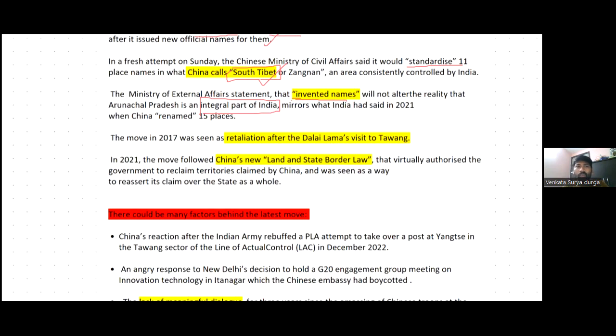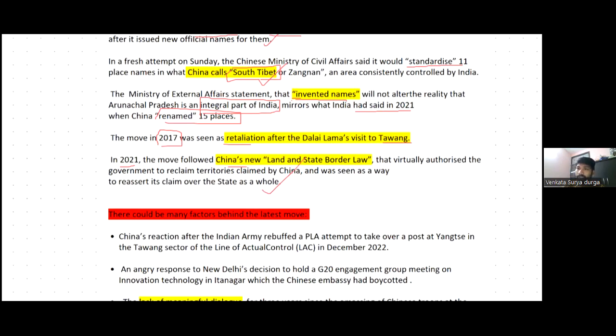This mirrors 2021, when China renamed 15 places in Arunachal Pradesh. In 2017 also, China made the same move, considered a retaliation after the Dalai Lama's visit to Tawang in Arunachal Pradesh. In 2021, the move followed China's land and state border law, which virtually authorized the government to claim and reclaim territories. What are the territories claimed by China?